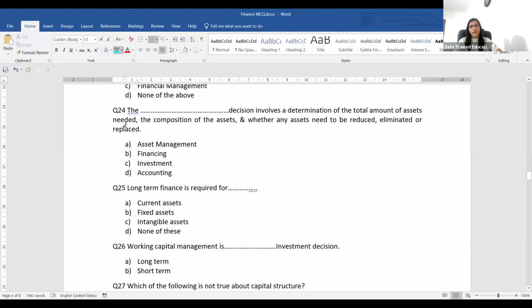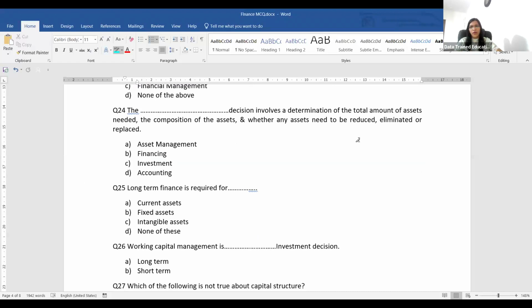Okay. Now next is the dash decision involves a determination of total amount of assets needed, the composition of the assets, and whether any asset needs to be reduced, eliminated, or replaced. Question 24. Yes, Chandan, your answer is right.